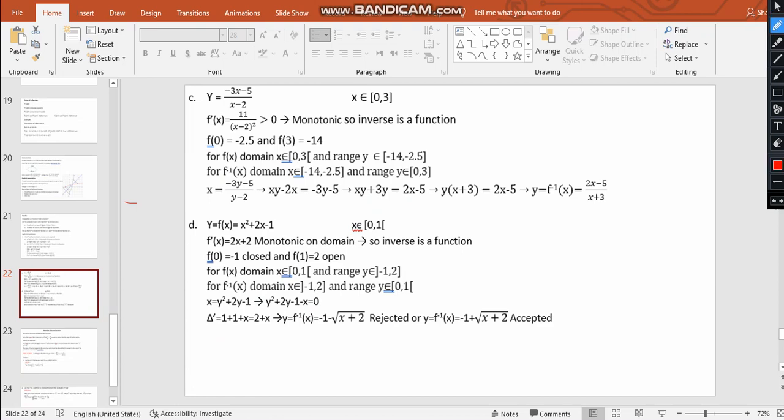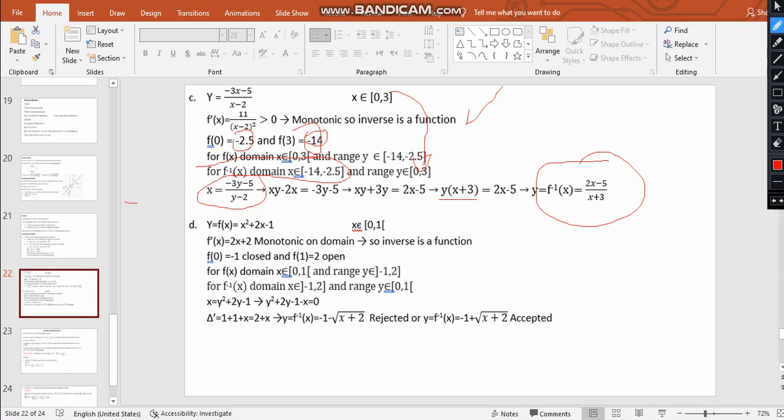Here I want to find the inverse. If you do the derivative, it's monotonic. f of 0, f of 3, so minus 2.5, minus 14, both closed. So the domain of the inverse function is from minus 14 till minus 2.5, and the range is that of x. Now we replace x by y and y by x. We do cross multiply. We put y on one side and put y in factor. You're going to get the inverse function.